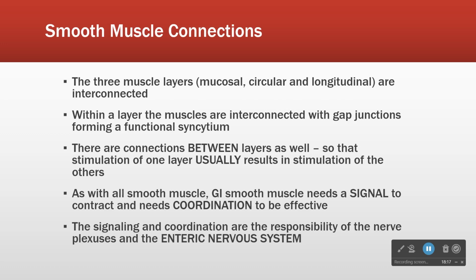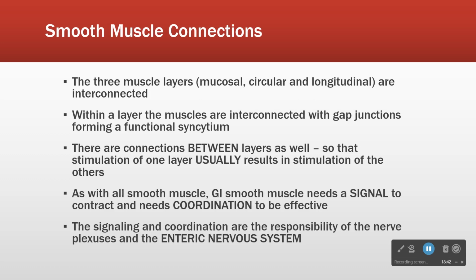So we have our connection between the two. Now, we need to have coordination. Ultimately, we need motility. We need to move materials from the stomach all the way through to the anus. So we need to have some coordination. And this coordination is going to occur in these interconnections between the layers.